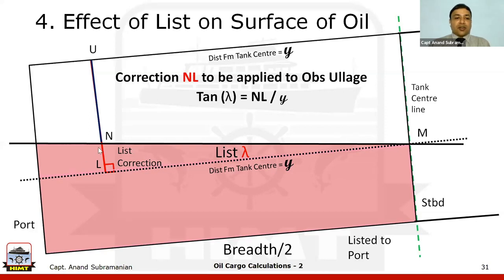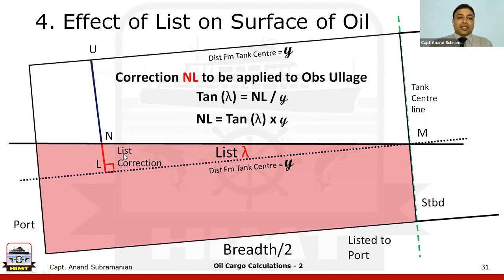And so in this triangle NLM, we know lambda, which is the angle of list. What we want to find out is NL, and LM is already known to us because that is the distance from the tank center, the distance y. So tan lambda is equal to NL by y, or in other words, NL is equal to y times tan lambda. That's it, a very simple formula.